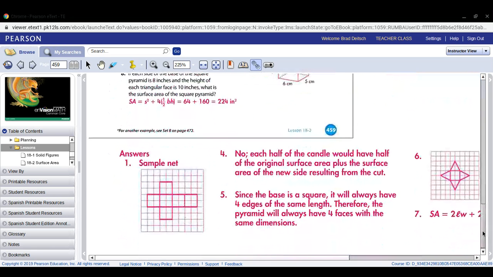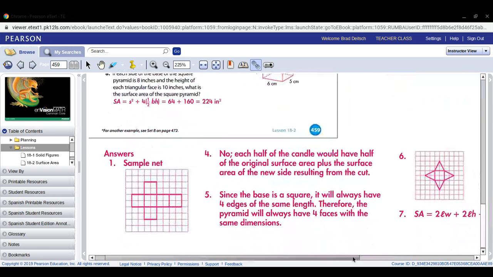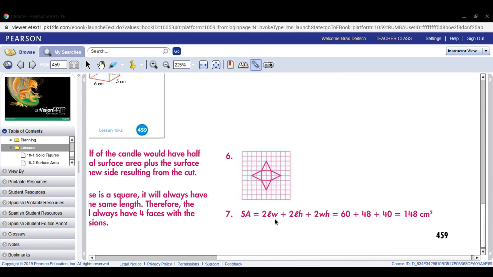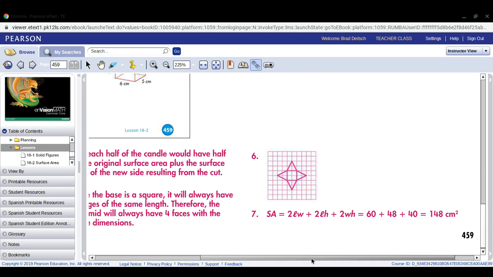So if you scroll down here, let me scroll over a little bit. So they show it here. Okay, so here's the formula. Then they substitute numbers in, they multiply it out, they get 148 squared centimeters.